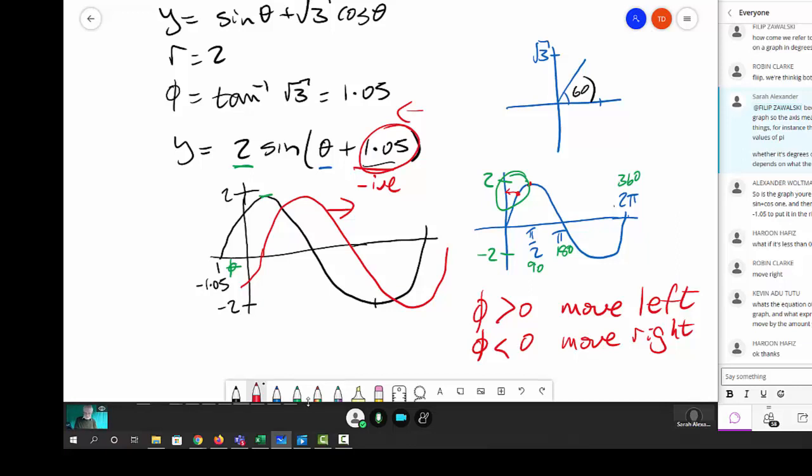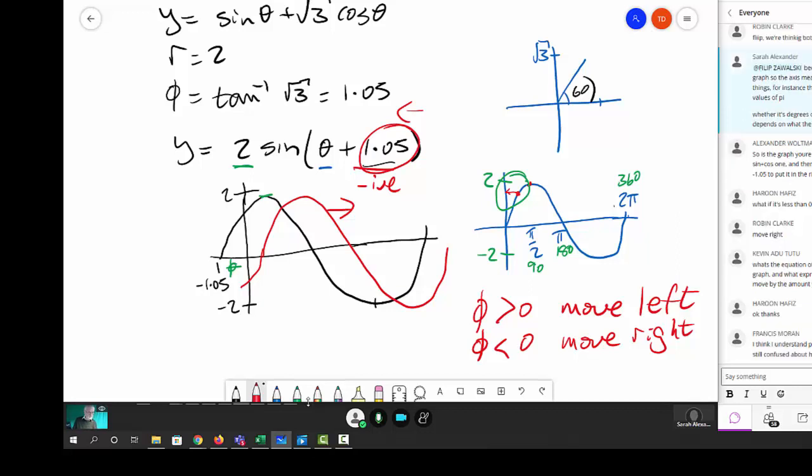Right, I think we spent enough time on that. I'm a bit aware that there's some other stuff I need to do. Yes, I think Sarah's going to speak. Kevin's dropped a question into the chat. What's the equation of the original graph, and what expression made it move by the amount you indicated? Could you just point that out on your whiteboard, please?